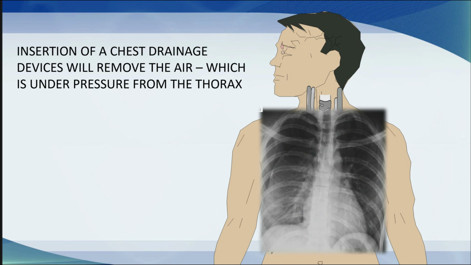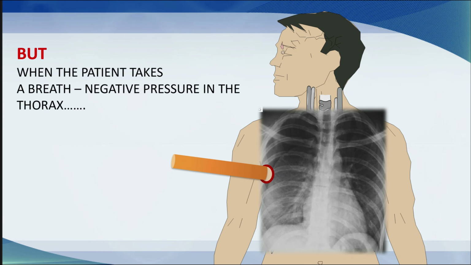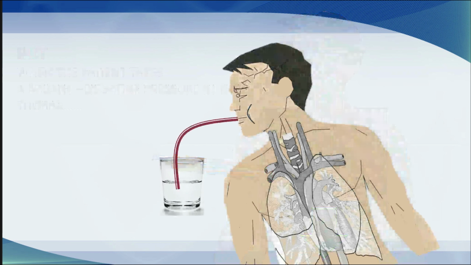We insert a chest drain to remove the air which is causing a pressure problem in the thorax and may actually compress mediastinal structures. So it's inserted here and it allows air to pass outwards. But when the patient takes a breath subsequently, there is now negative pressure in the thorax, and air will go back in. So we need to solve this problem, and we solve this problem by essentially putting the chest drain underwater. And the way this works is very easy to understand if you've ever sucked or blown through a straw.